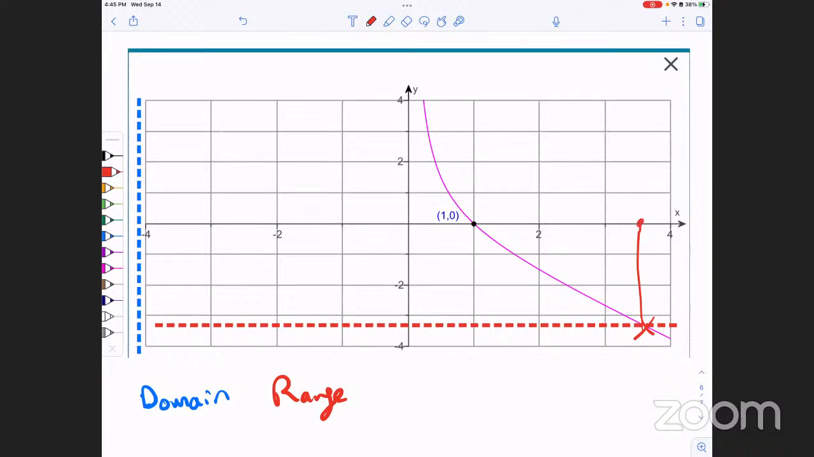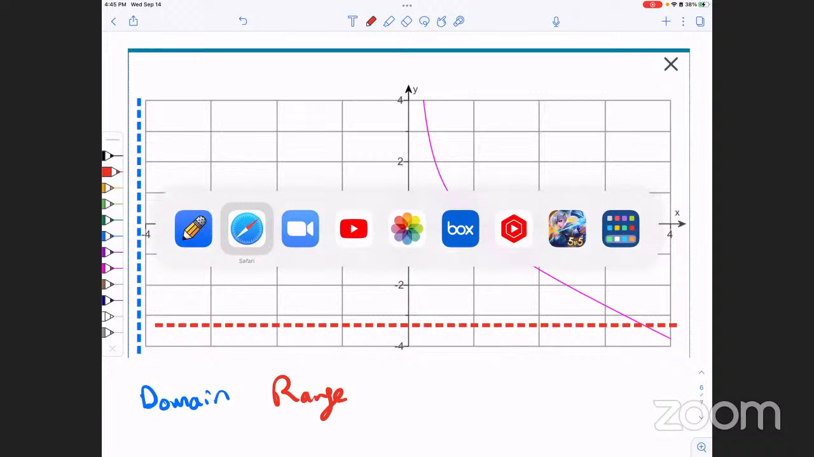So range is the very bottom to the very top. The very bottom in this case is going to be negative infinity, and the very top is going to be positive infinity. Okay, that makes sense.